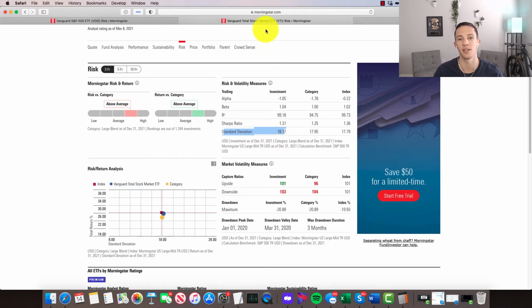Right, so it's a little less, not a lot less, but again, that has to do with the inclusion of small caps in VTI, in the total stock market. Small caps are more volatile than large caps. Therefore, the standard deviation of VTI is going to be a little bit higher than the S&P 500, which does not have much exposure to the small and mid-cap markets.